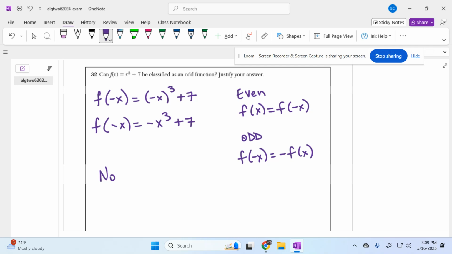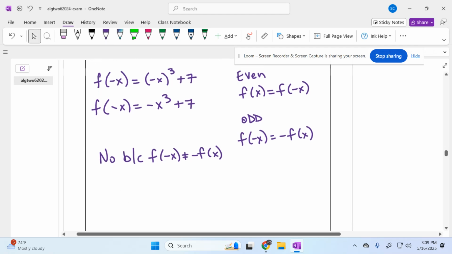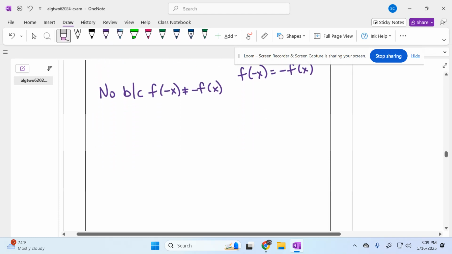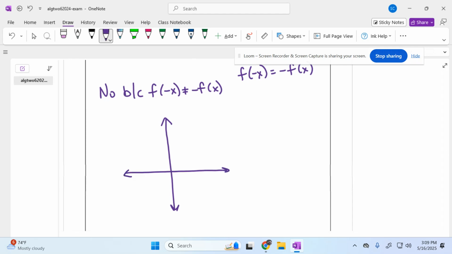To justify your answer, you can just say because f of negative x does not equal negative f of x. Now, if we're talking about explaining this graphically, which is probably more likely how you would have done this, when you look at the graph of this, it is going to be a cubic function that intersects the y-axis at 7. So it's going to look something like this.